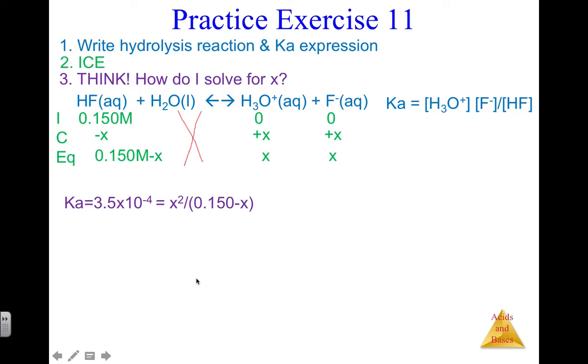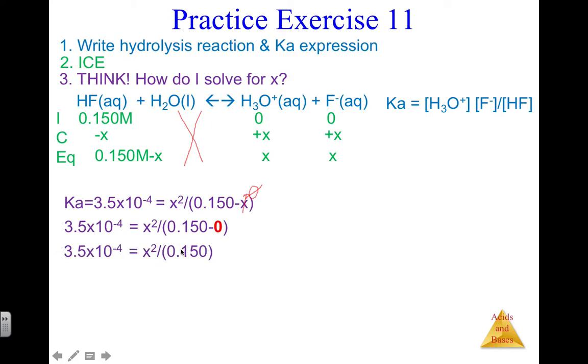And now we're going to use our shortcut. Remember, we want to assume that X is 0. Why do we do this? So we can avoid the quadratic formula. And this is true when Ka is small and your acid molarity isn't super small. So taking X to 0, I get 3.5 times 10 to the negative 4th equals X squared over 0.150 minus 0. So now we have this.